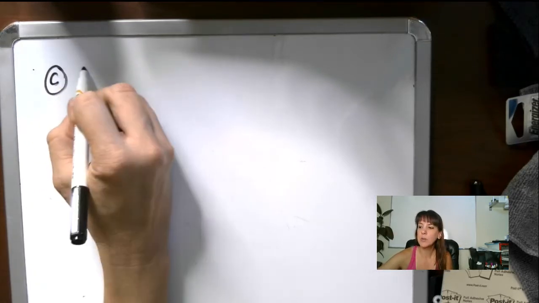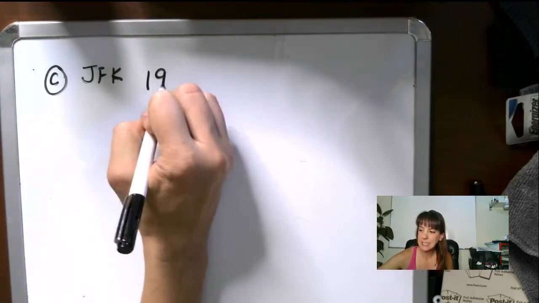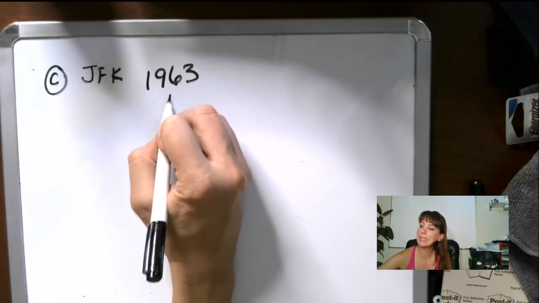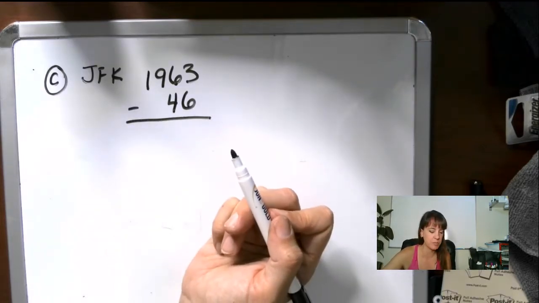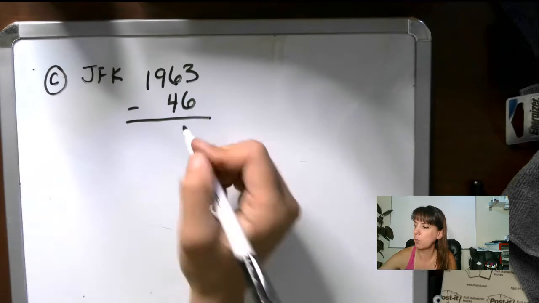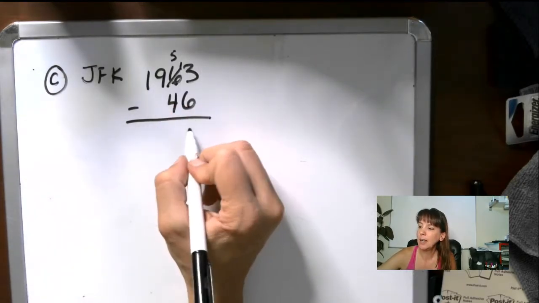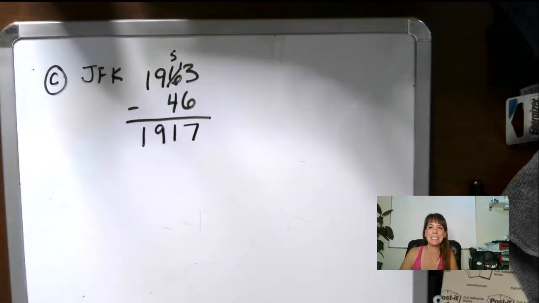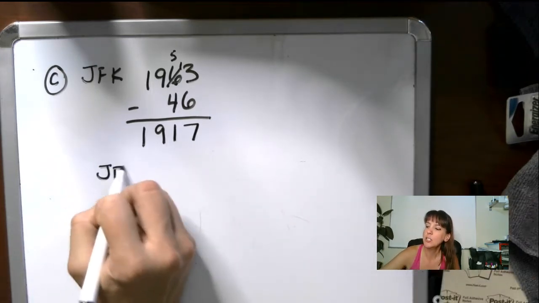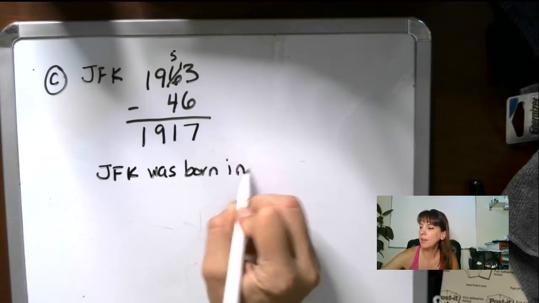So for C, John F. Kennedy, which we abbreviate as JFK, died in 1963 at the age of 46. So if we count back 46 years, subtract 46 years, we'll have the year of his birth. So in what year was he born? So let's do this. This is going to be 5. This is going to be 13. So it's going to be 7, 1, 9, 1. So he was born in 1917. All right, so you would write it like this, by the way. JFK was born in 1917.